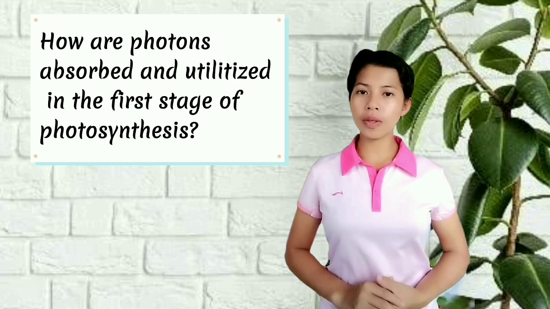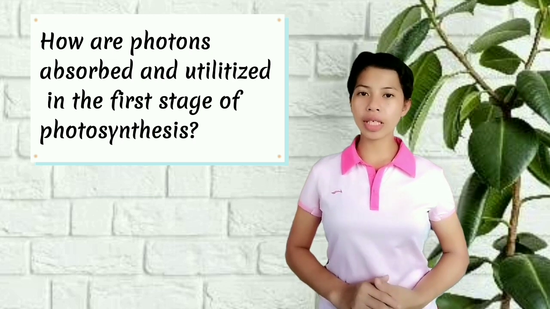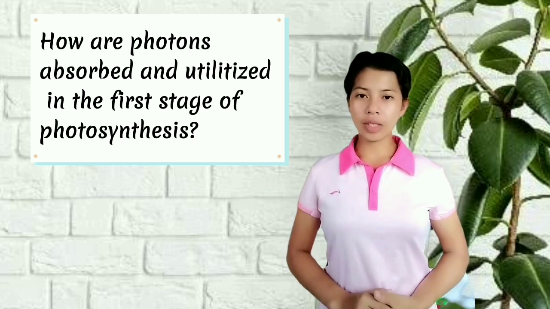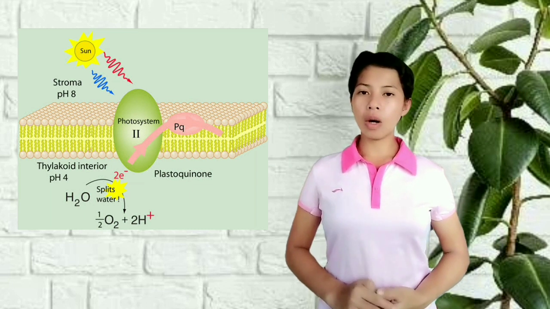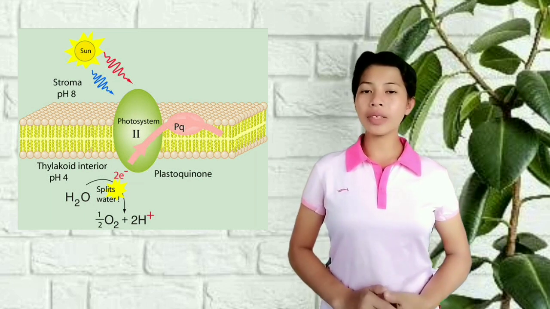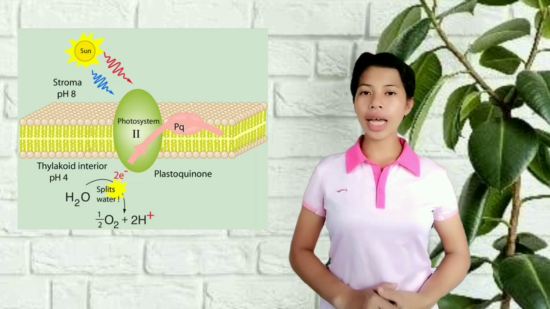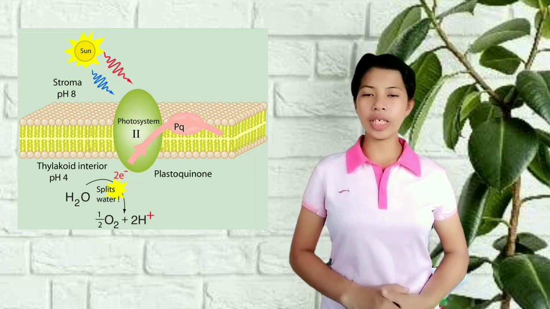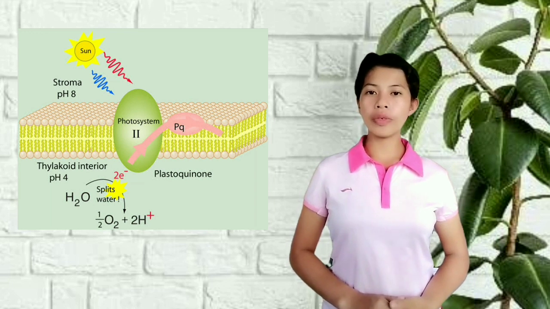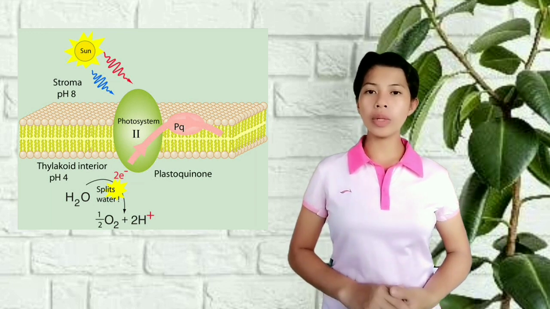How are photons absorbed and utilized in the first stage of photosynthesis? The overall purpose of light-dependent reactions is to convert light energy into chemical energy. This chemical energy will be used by the Calvin cycle to fuel the assembly of sugar molecules.